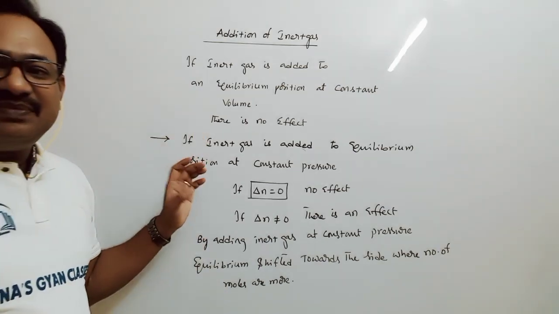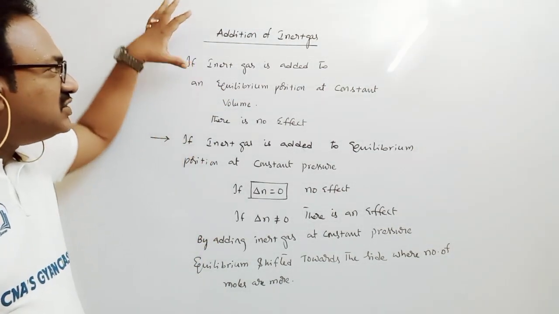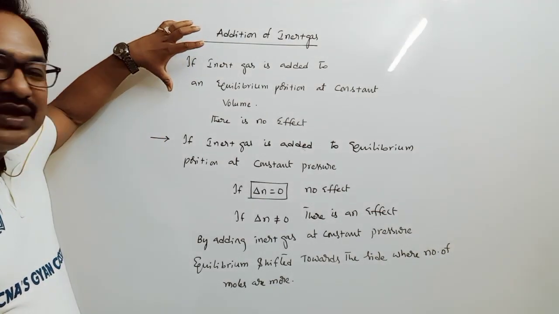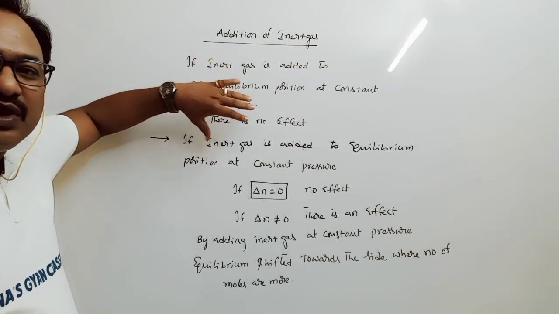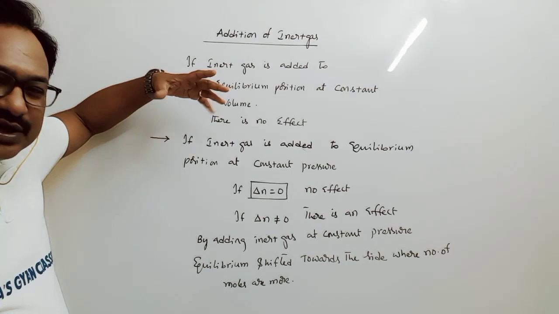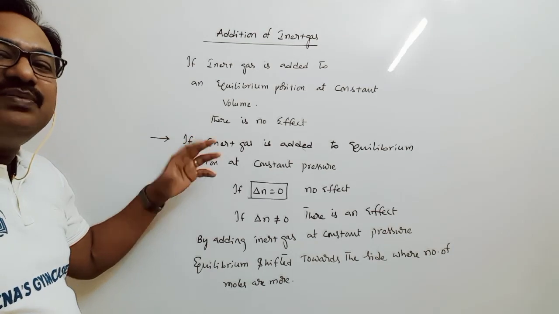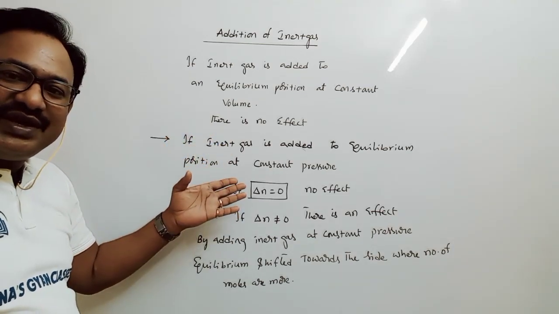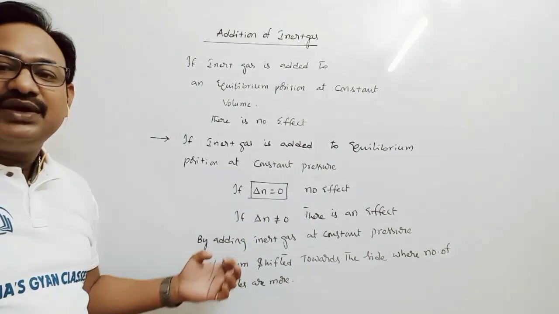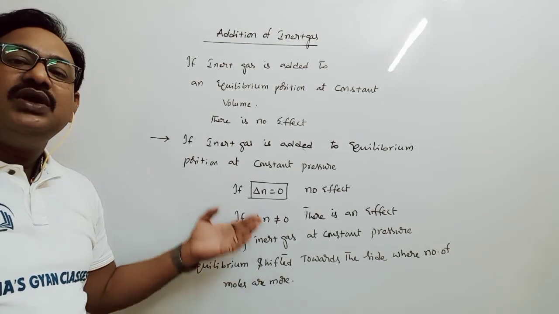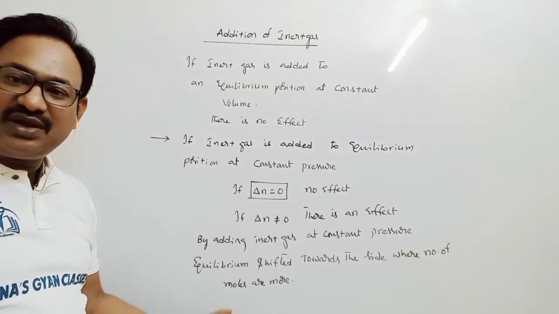In the simplest way, from an exam point of view, you just go through it like this. If inert gas is added to the equilibrium position at constant volume, there is no effect of inert gas at all on the equilibrium. If you add it at constant pressure, there may be an effect. There too, the condition is: if delta n is equal to 0, no effect. If delta n is not equal to 0, then there will be an effect. What kind of effect? As we add inert gas, equilibrium shifts towards the side where the number of moles is more. That's it.